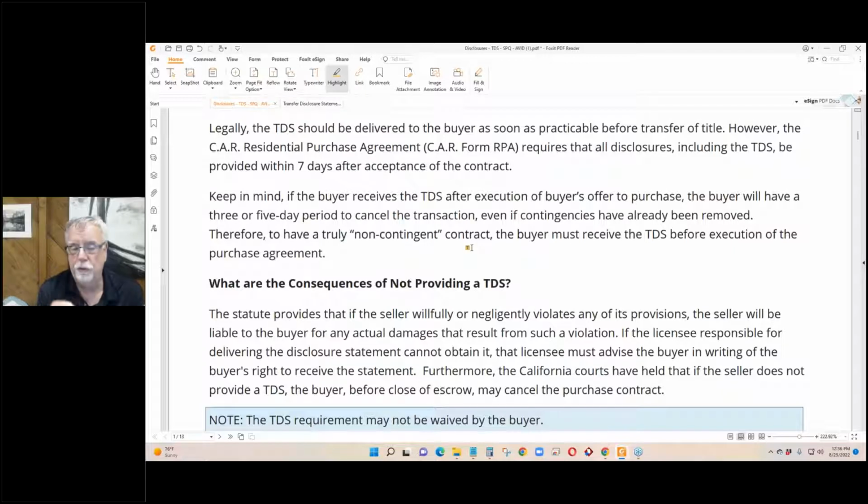If the transfer disclosure statement is provided to the buyer after the buyer has executed an offer to purchase, the buyer's going to get 3 days if it was hand delivered to the buyer, which it never is anymore, 5 days if it was sent by email to the buyer, and that 5 days is a statutory right to cancel the contract.